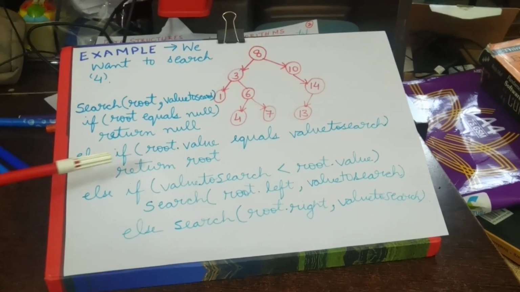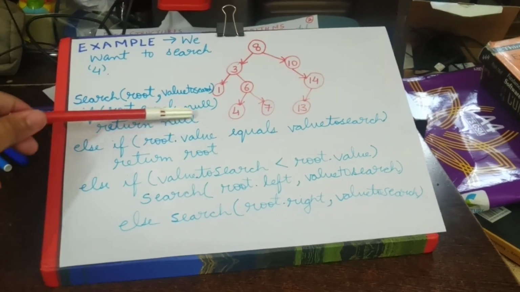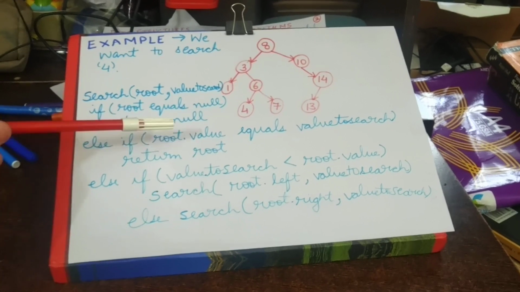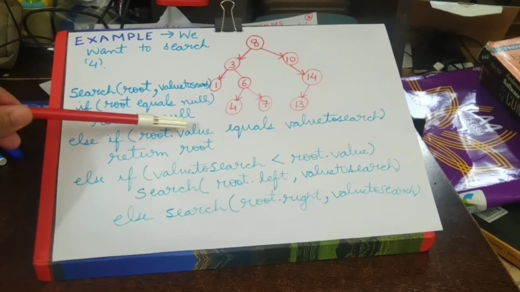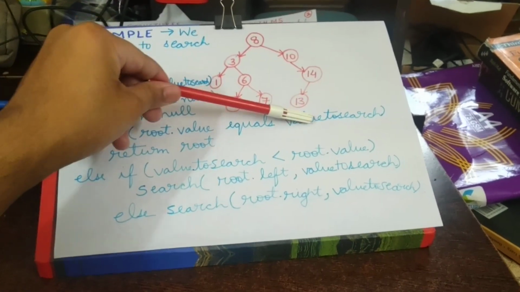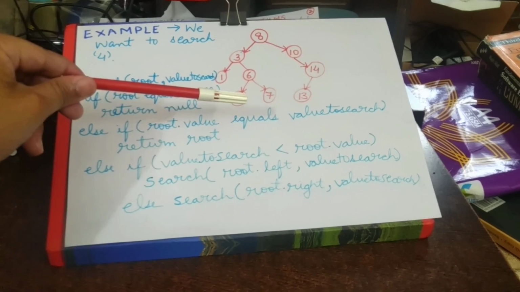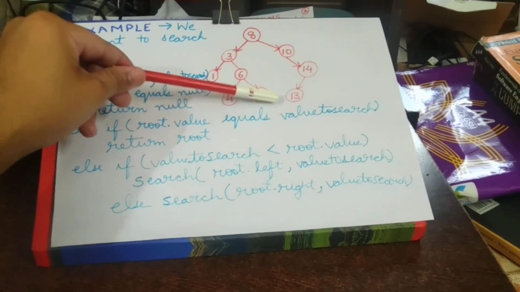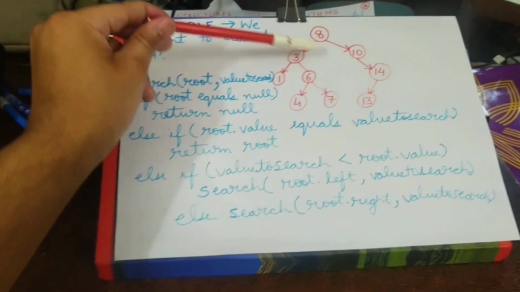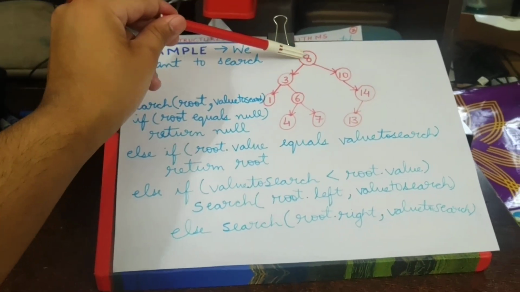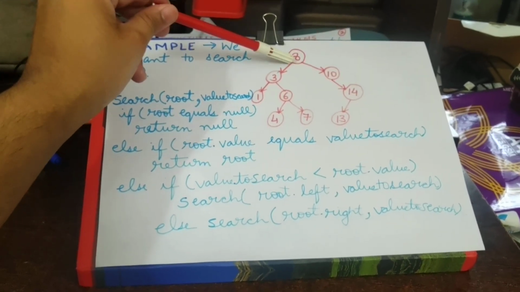Else if root dot value equals value to search, suppose the value to search is 4, and the root dot value is also 4. So if root dot value equals value to search, then return root. Suppose instead of 8 there was 4, then the root is equal to the value to search, so it will be the answer.